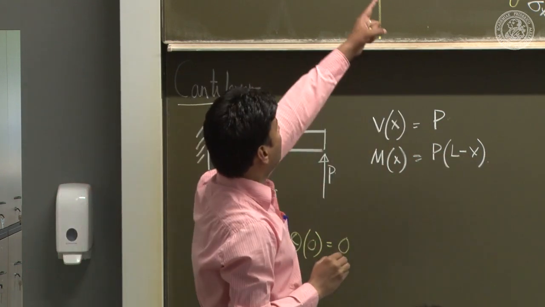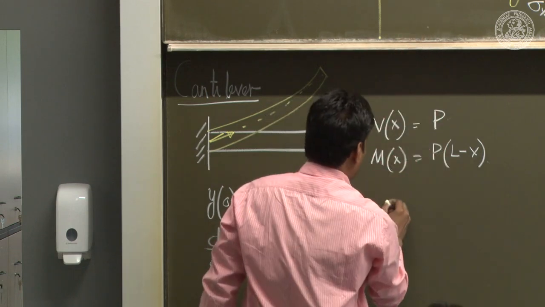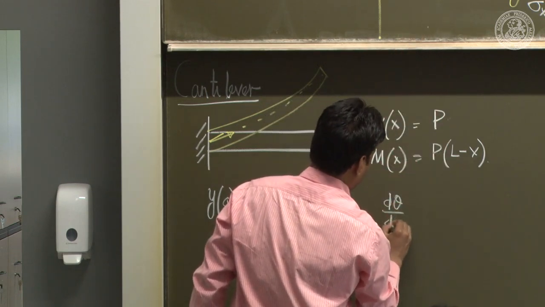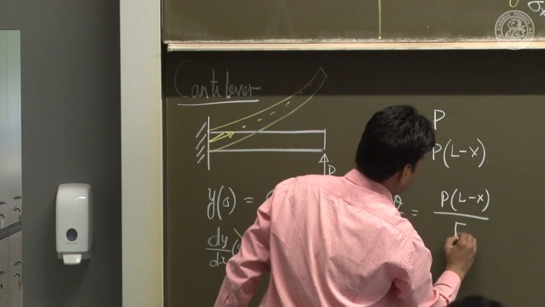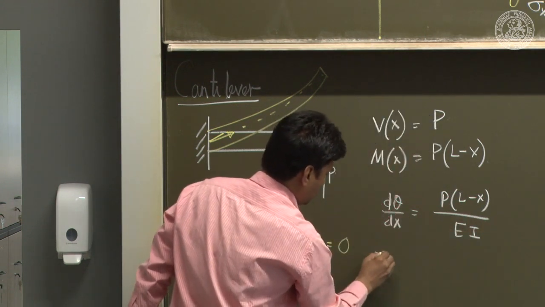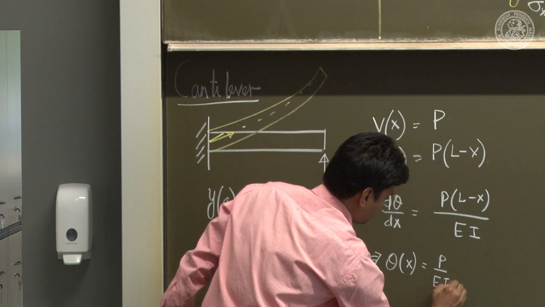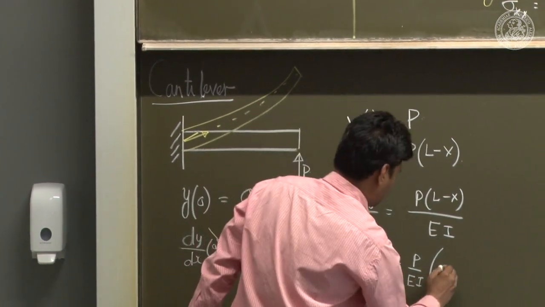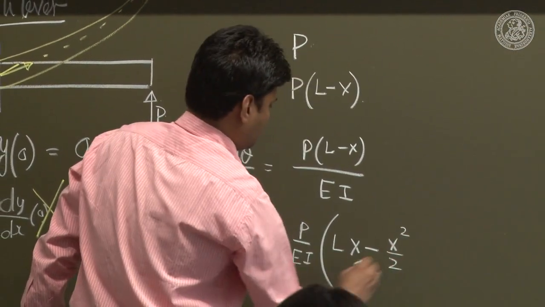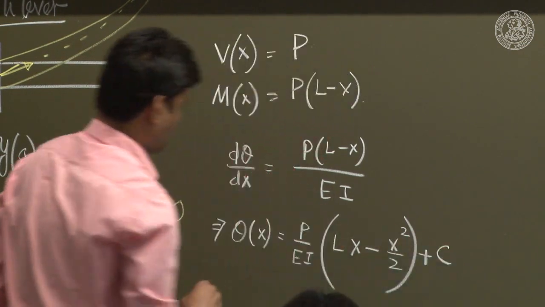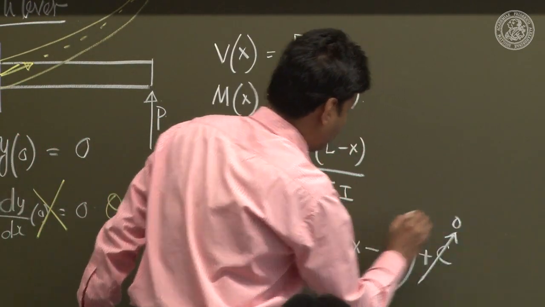Okay, so we can now plug them in those equations. If I solve, for example, the second equation, then d theta by dx is equal to P times L minus x over EI. And then you integrate this and you get theta of x is equal to P over EI times L x minus x squared by 2 plus some constant c. But then when you say theta of 0 is equal to 0, this goes away. So that's your theta.